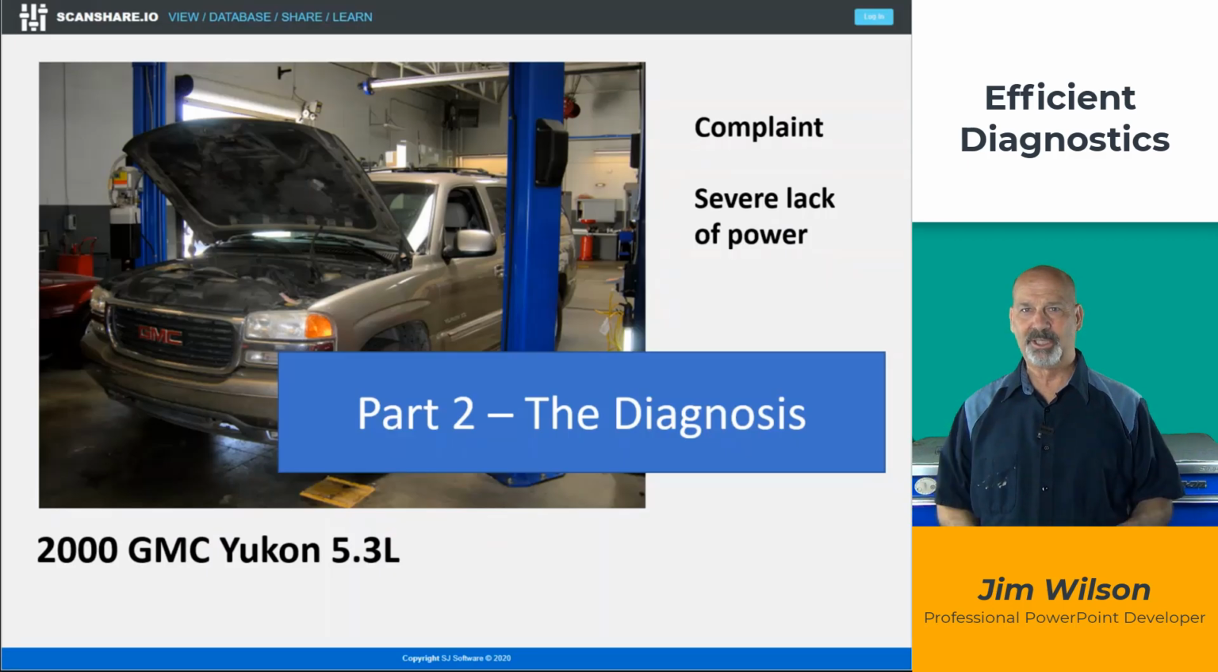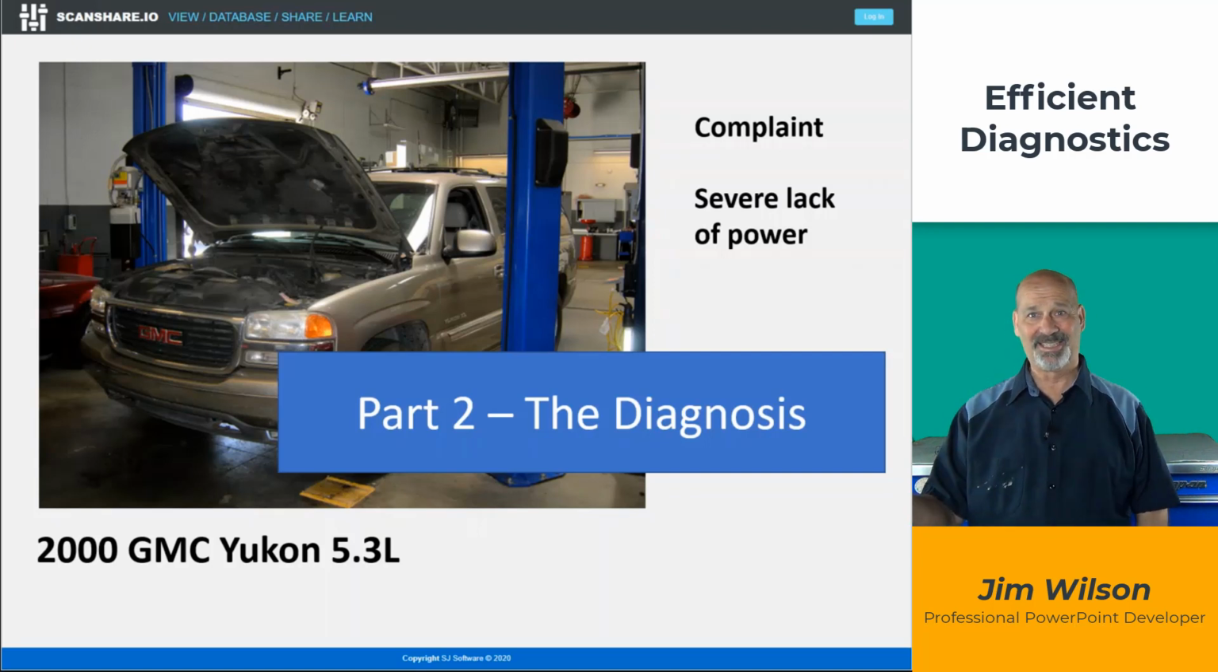All right, it's time to finish up this case study. If you missed the first part, the link for part 1 is in the description below, as well as some of the other bits of information or reference material that I'm going to mention that you might want to look at. That is free. All right, so we have this 2000 Yukon with a severe lack of power.